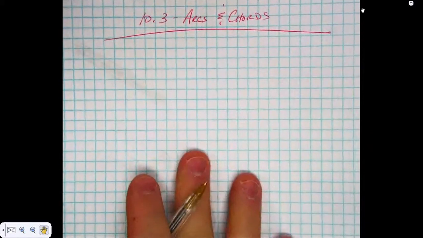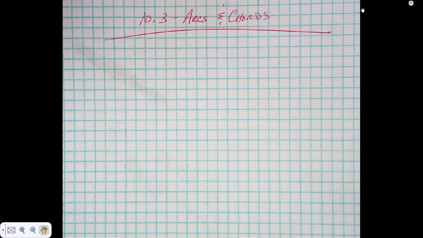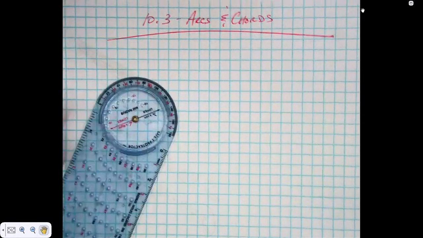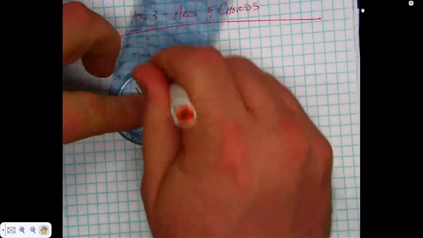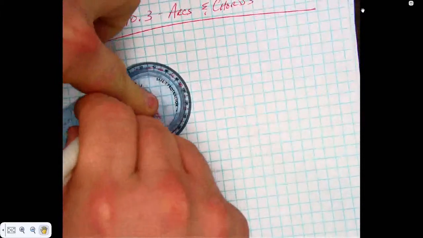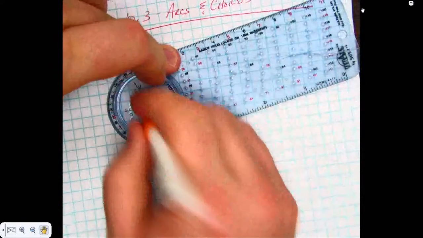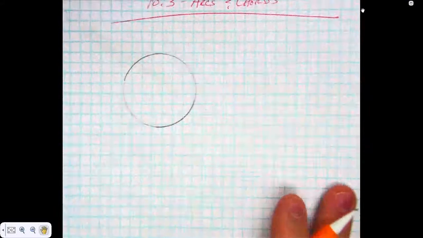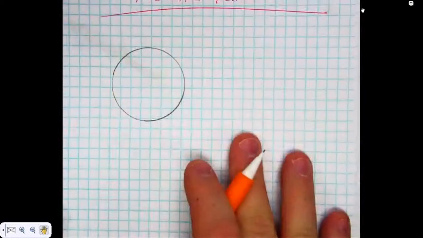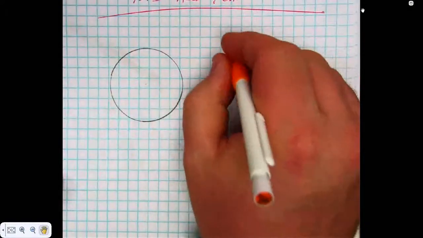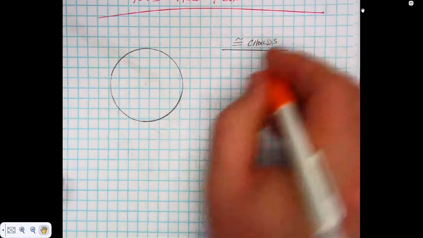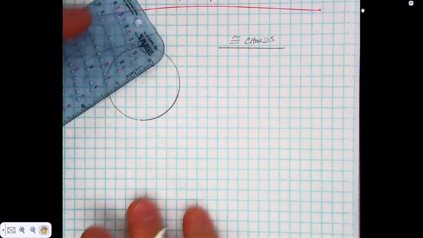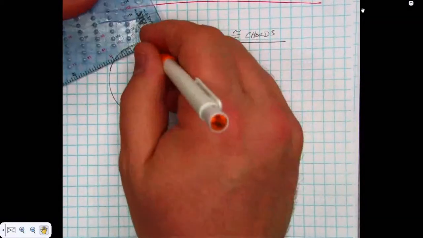Arcs and chords. All right. If you remember, a chord goes from one side of a circle to the other. Okay, there we have a circle. First of all, let's talk about congruent chords. So, let's say I'm going to make a chord that is 1 inch.